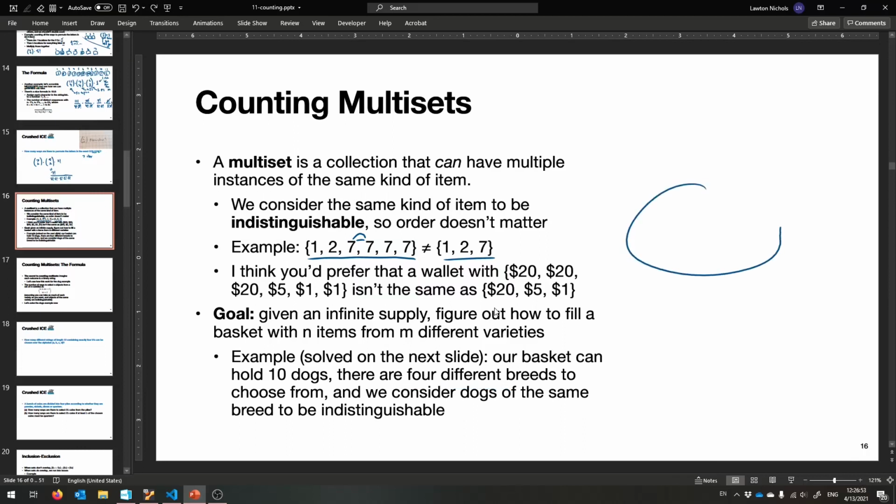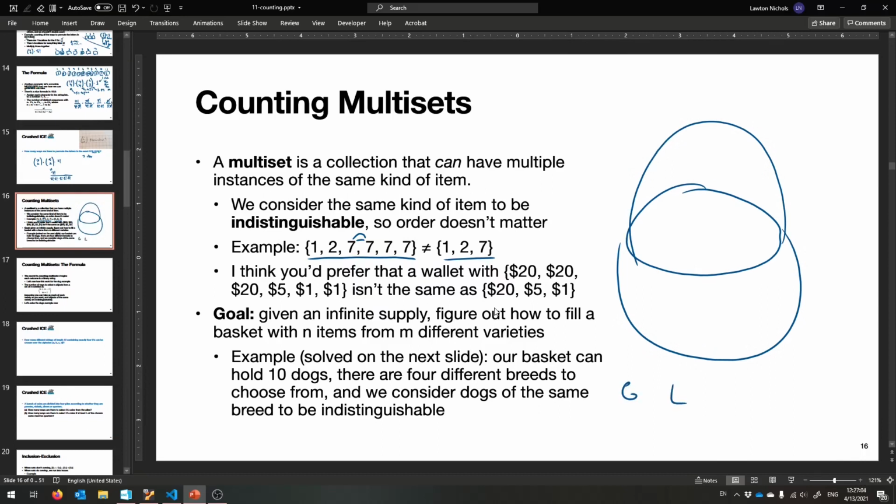So here's my basket that will hold our dogs, and you have 4 different breeds to choose from, like, I don't know, Golden Retriever, Labrador Retriever, Corgi, and I don't know, Chihuahua.